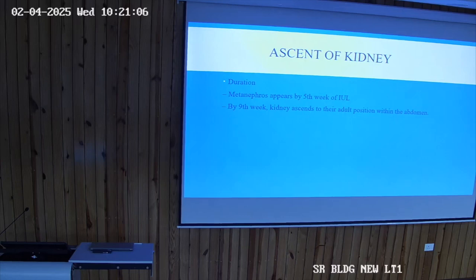Now what about the ascent of the kidney? We have discussed the formation of the collecting duct and the formation of the excretory unit. Now where is the kidney developing? In the sacral region. Now it has to come upward. So there are some factors that are responsible for the ascent of the kidney. First, the kidney is increasing in size, so the pelvic cavity is smaller and it has to move upward. Then it needs better blood supply.